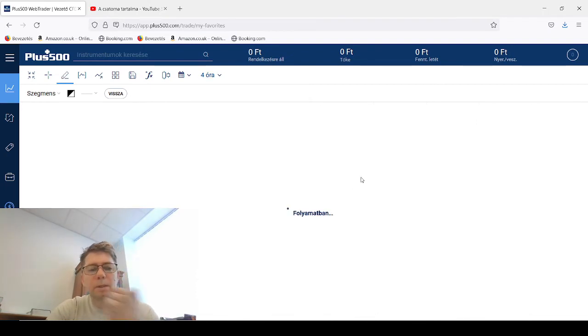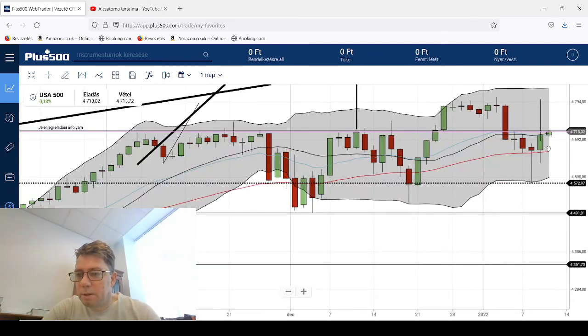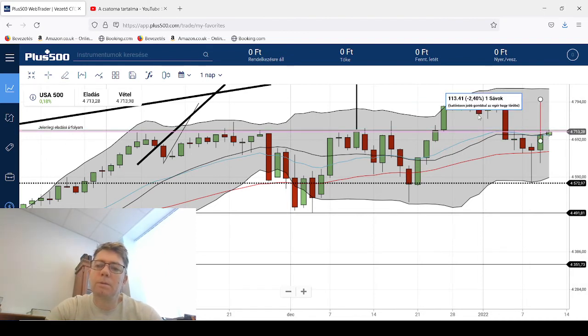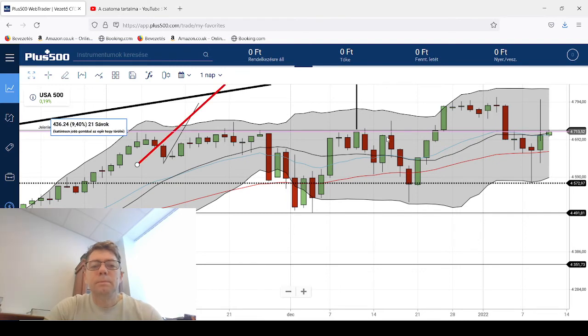But let's have a look at the daily chart. That's what the 4-hour chart is telling me. Now the daily chart. Yeah, we are above the 20-day EMA. Very nice. No, I don't think there's any hindrance for S&P 500 to go to the previous top. Good.